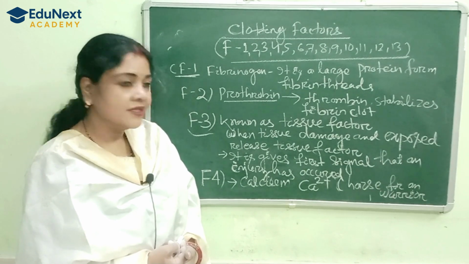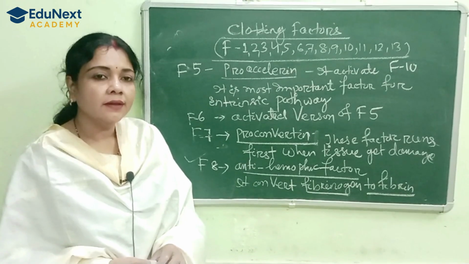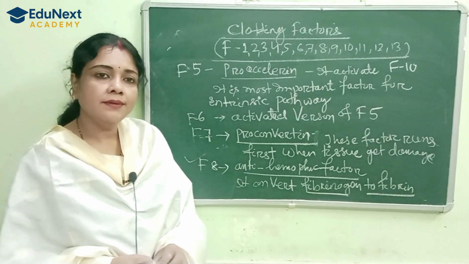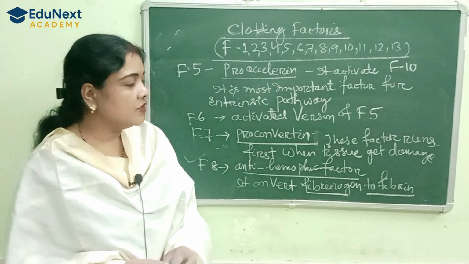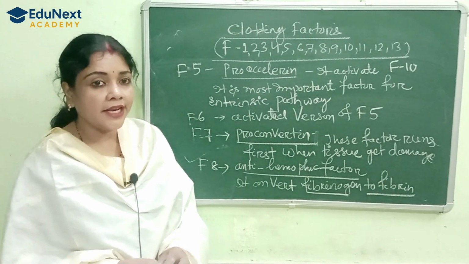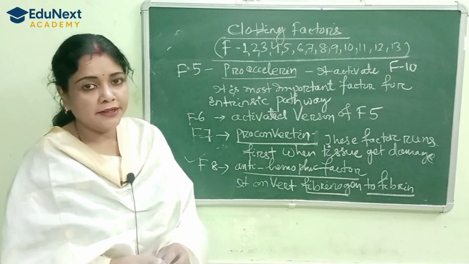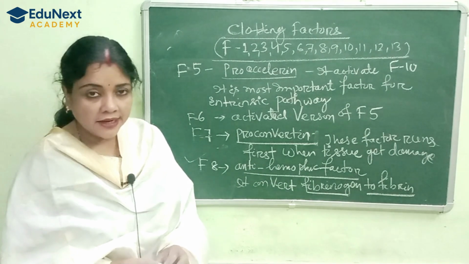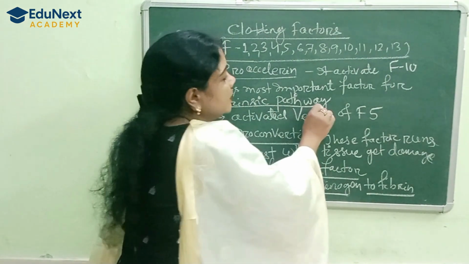Now let us discuss another 4 types of clotting factors. Clotting factor 5 is known as proaccelerin. Actually it activates clotting factor 10. Now clotting factor 8, 9, 10, these are very very important. I will tell later. They are the most important factors for the intrinsic pathway.